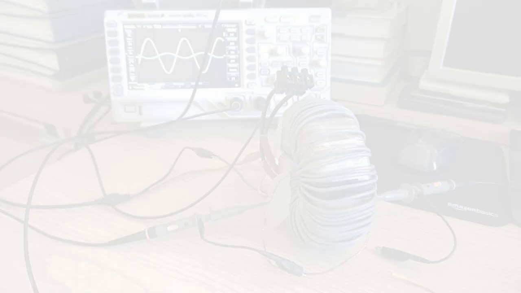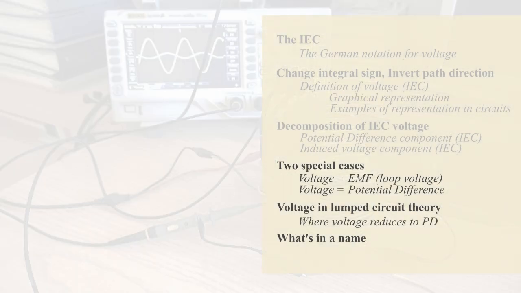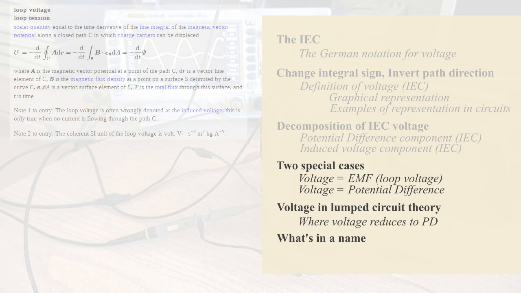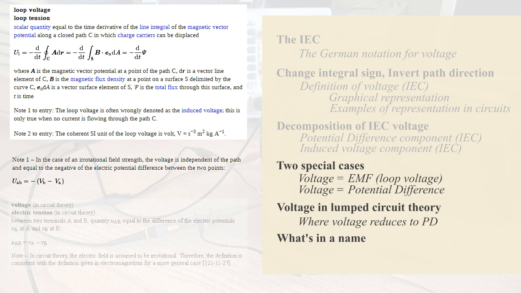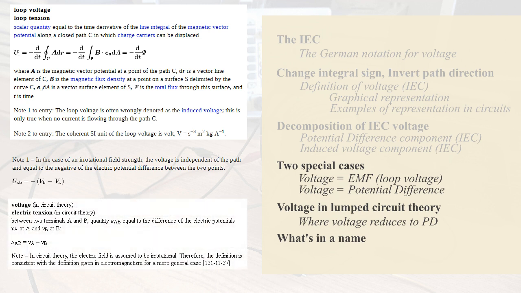The IEC also gives specific definitions for two special instances of voltage, namely loop voltage, which we might call EMF, and potential difference, and it also illustrates the very relevant specialization of voltage in circuit theory. In particular, the conditions under which voltage can be considered a simple potential difference, which are general considerations not limited to the IEC convention, are going to be in the next video, EMF, PD, and voltage in lumped circuit theory.